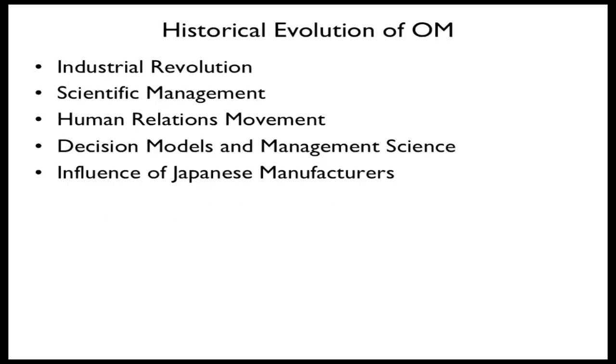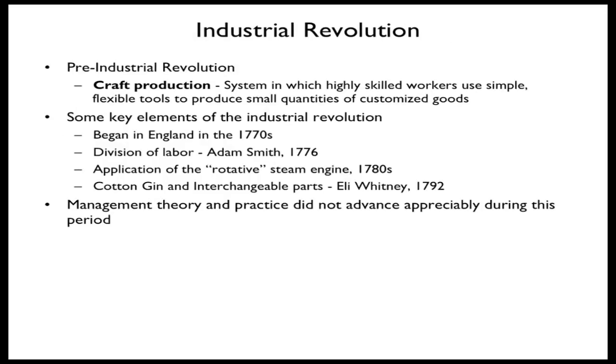So here's the historical evolution of operations management. There was the Industrial Revolution, scientific management, human relations management, decision models and management science, and the influence of Japanese manufacturers. So the Industrial Revolution, we talked about this before. Before the Industrial Revolution, it was really a craft production system. You had a blacksmith, and that blacksmith would make everything in his blacksmith shop. You had a dressmaker who would make the entire dress.